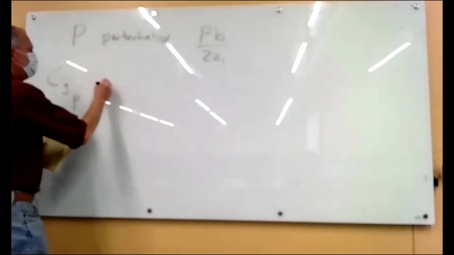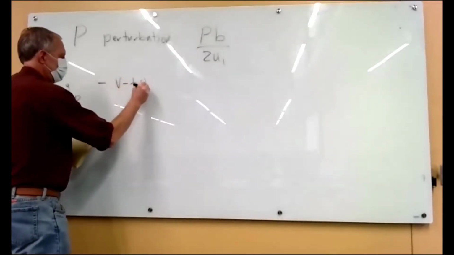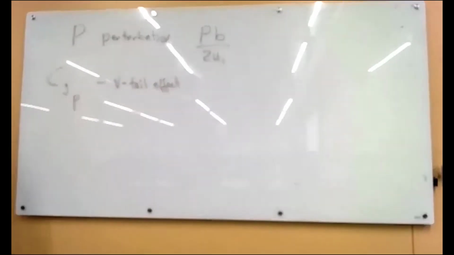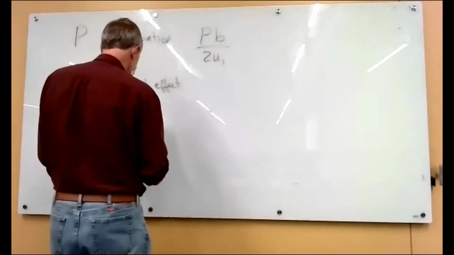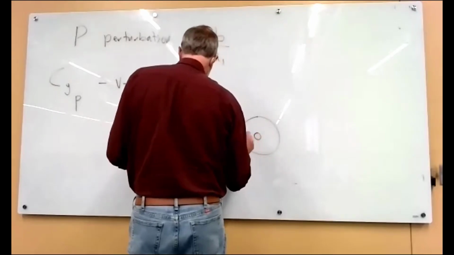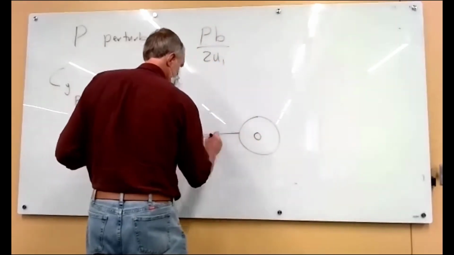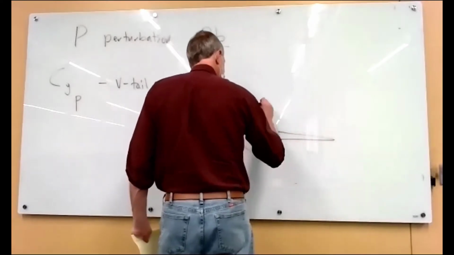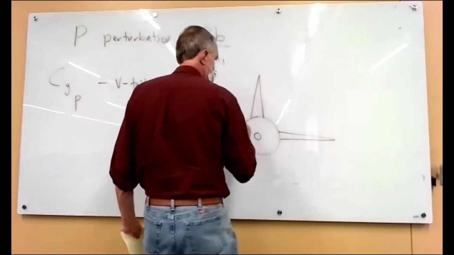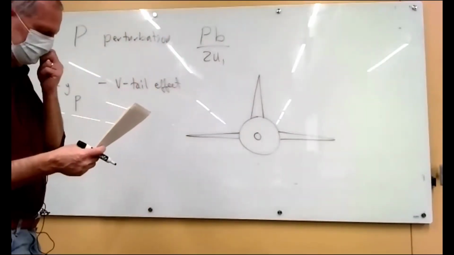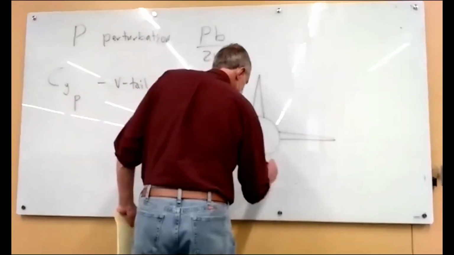And this is mainly a vertical tail effect. The wing and the horizontal tail don't play into this. So we're going to draw a big picture of the airplane. I'm going to try to make it look like this is from the front. Does that look like we're looking at the nose of the airplane? Big old vertical tail. Wow, the vertical tail is almost as big as the wing. So label this front view.